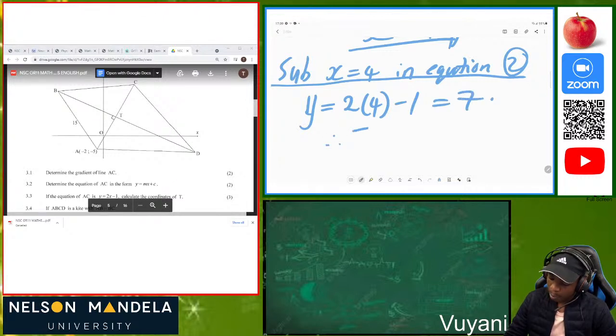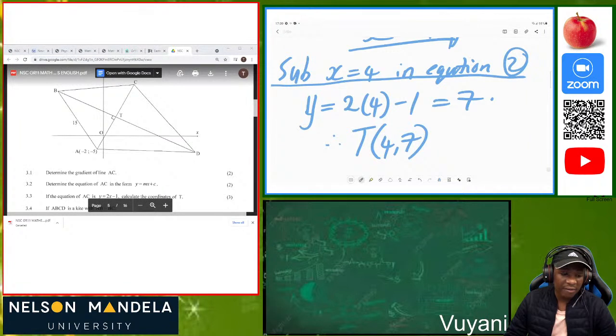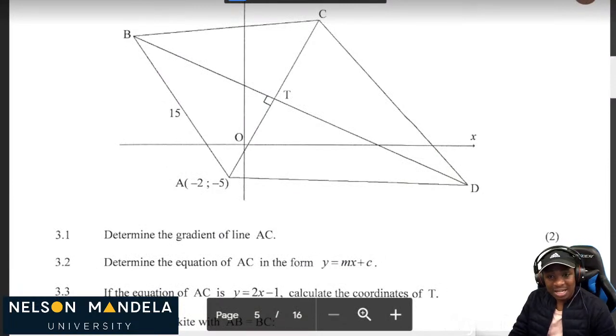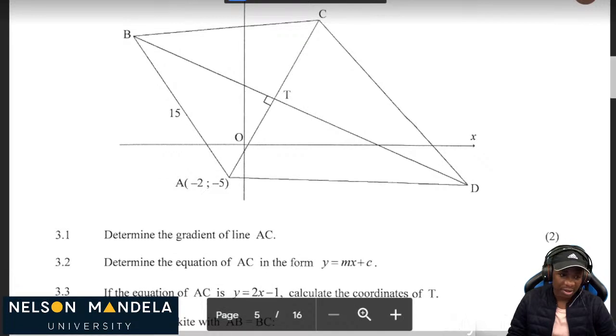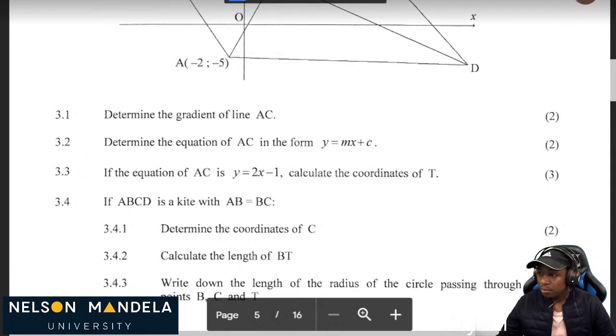So therefore point T has coordinates 4 is to 7. That's our coordinate, 4 is to 7. Why am I saying that? Because T is a common point of both lines.